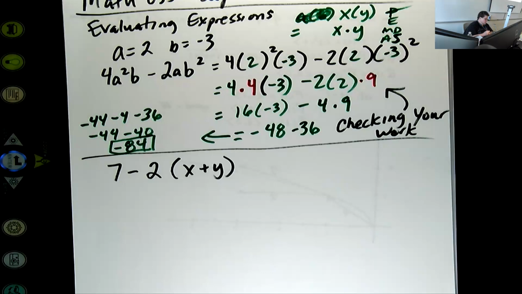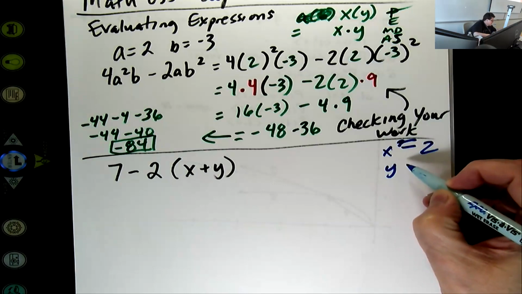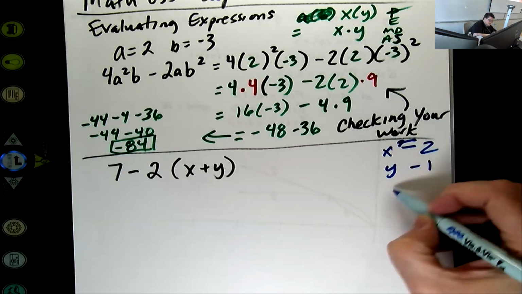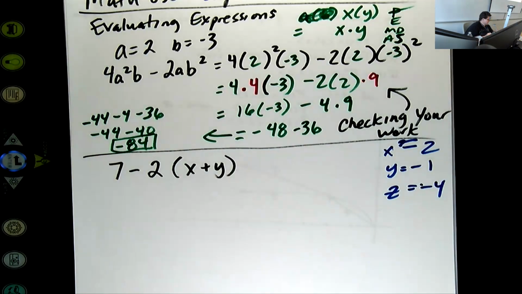All right, algebraic expressions, some things we can do. Oh, I do want to continue with this. What values did I have for x and y that I want to use here? x is 2, y is -1, and z is -4. So let's just say we have that for now.